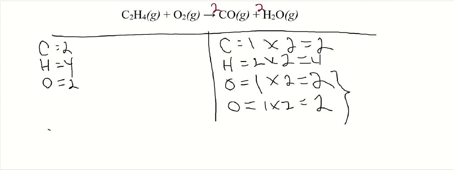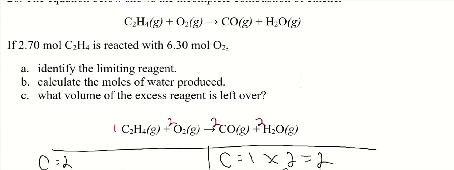All right, so now we do have an even number, so that's why I said it's going to work out nicely. And go over to the left side, multiply that oxygen by 2, and we are done. All right, there it is. 1, 2, 2, 2. Balanced equation. Now we can do some stoichiometry.